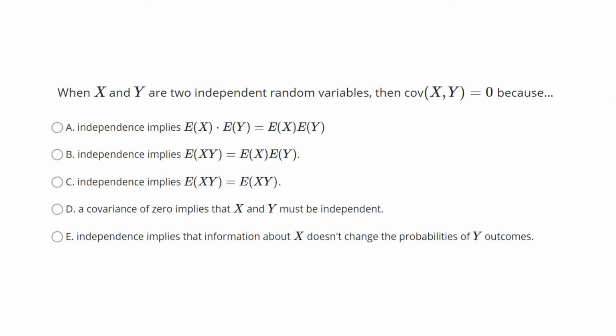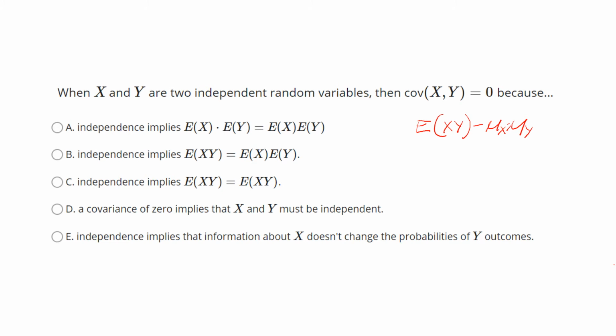Okay, next question. So this one asks, when X and Y are two independent random variables, then the covariance of X and Y is 0 because, and then a range of options are given. To answer this question, it's useful to remember the definition of covariance, which is given by the expected value of the product of X and Y minus mu X times mu Y. That's the definition of covariance.